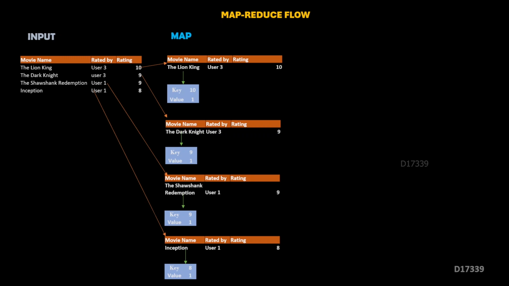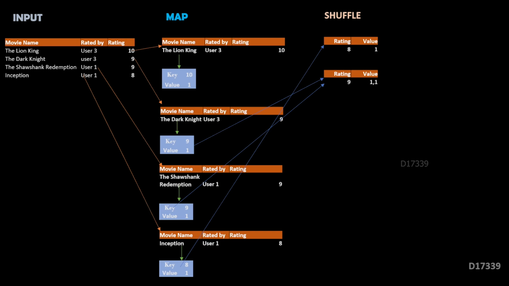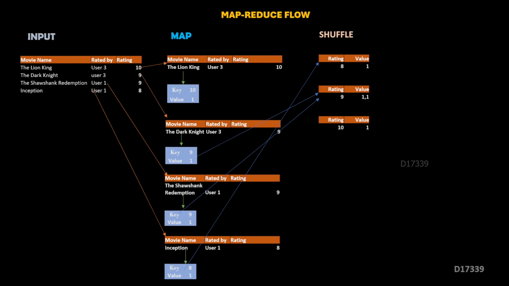Now the output from my map stage, which is my key value pairs, is going to be an input for my shuffle stage. In my shuffle stage, let's say I pass one of the key value pairs, the key 8, and you can see the value is still 1. If I pass the next key, which is 9, you notice the value is now 1 comma 1, because the shuffle stage performs grouping on the key value pairs received from the map. So this is how it looks after shuffling the key value pairs I received from my map stage, and after the shuffle, it's passed to my reduce stage.